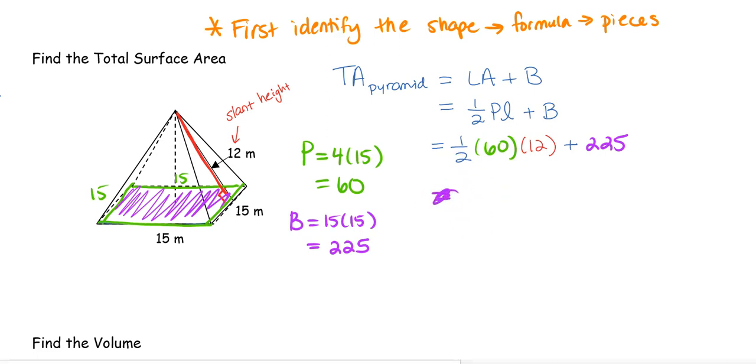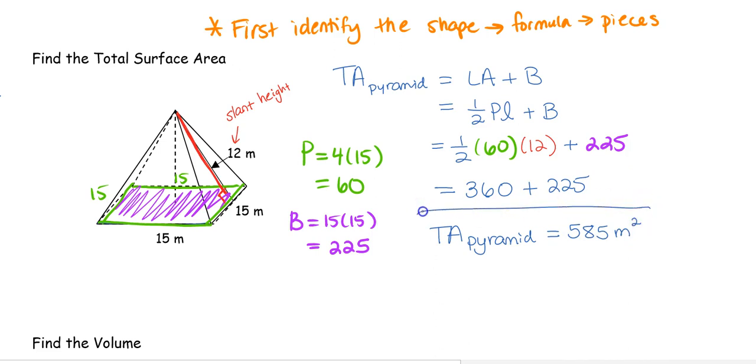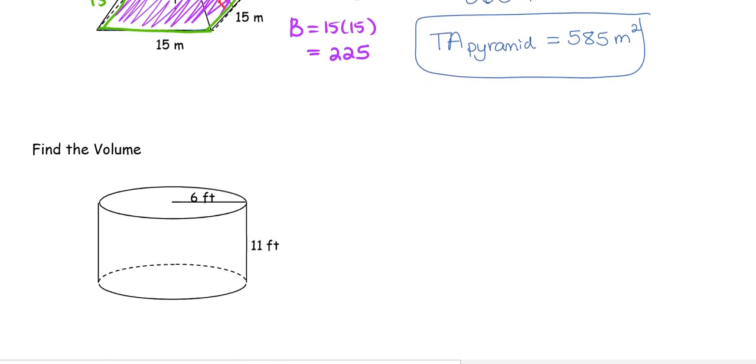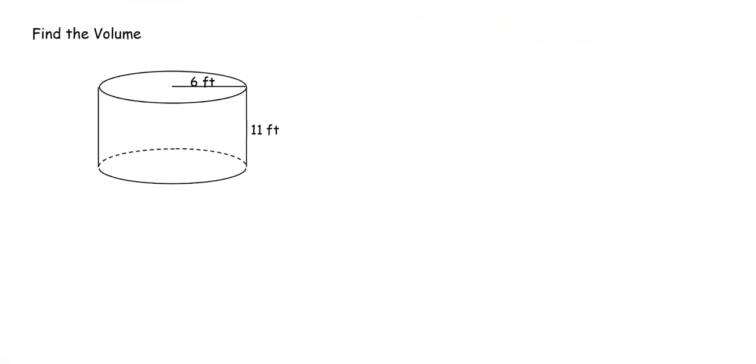So following that formula, 1/2 times 60 is 30, 30 times 12, or we just plug all that into our calculator. We find that the lateral area of the pyramid is 360. And because I want the total area, I include the base. I add those two numbers together, and the total surface area of our pyramid is 585 meters squared. We have a lot of different shapes that you have to find the total surface area of, but it all comes down to identifying the formula, knowing what those letters represent, and then making your calculations.